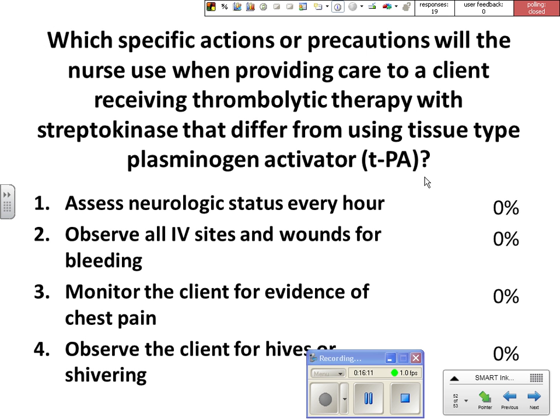Which specific actions or precautions will the nurse use when providing care to a client receiving thrombolytic therapy with streptokinase that differ from using TPA? Assess neurostatus every hour, observe all IV sites and wounds for bleeding, monitor for evidence of chest pain, observe for hives or shivering.